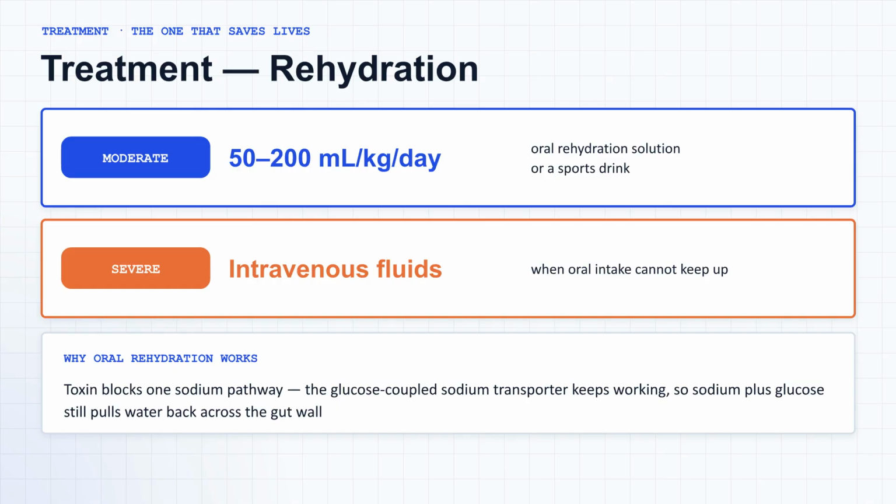Here is the physiology behind it. The toxin blocks sodium absorption through one pathway, but the glucose-coupled sodium transporter keeps working, so a solution containing both sodium and glucose still pulls water back across the gut wall. That is why oral rehydration works even in cholera. For severe dehydration, go straight to intravenous fluids and follow the response rather than a fixed volume. Urine output and the creatinine tell you whether you are winning.